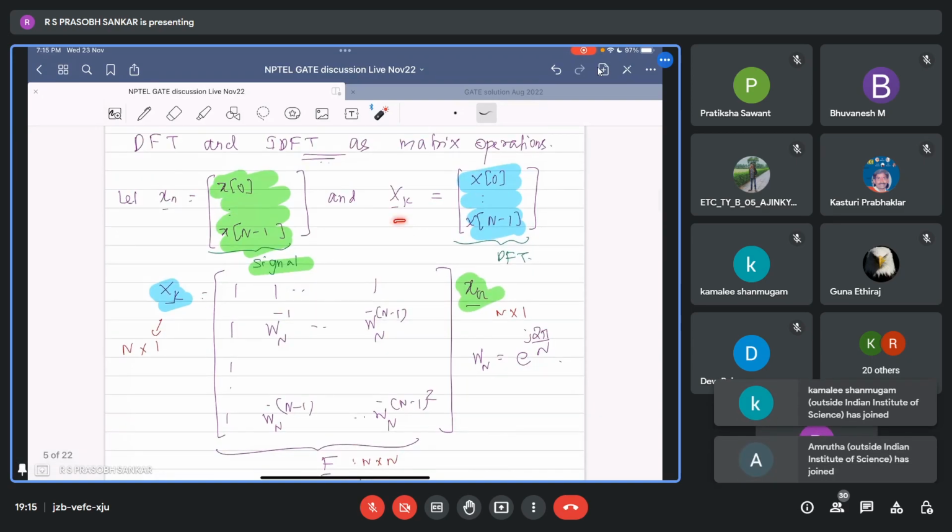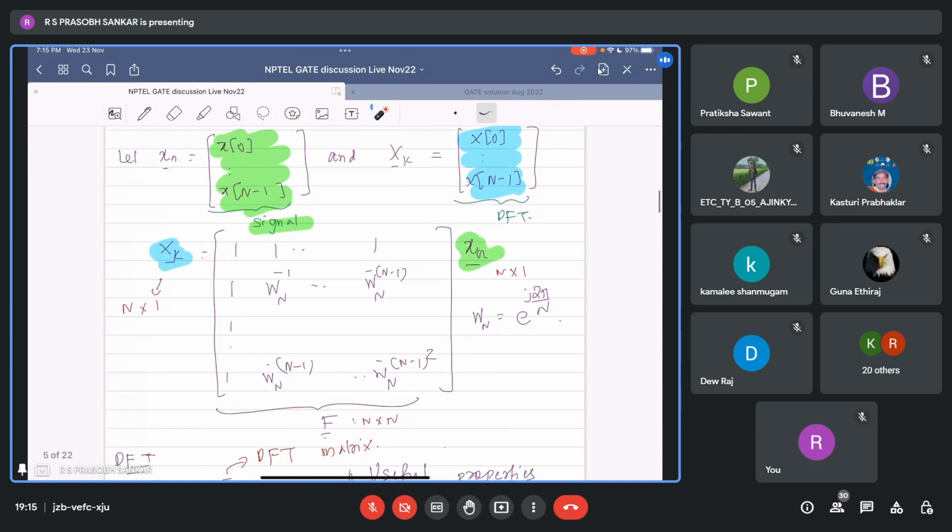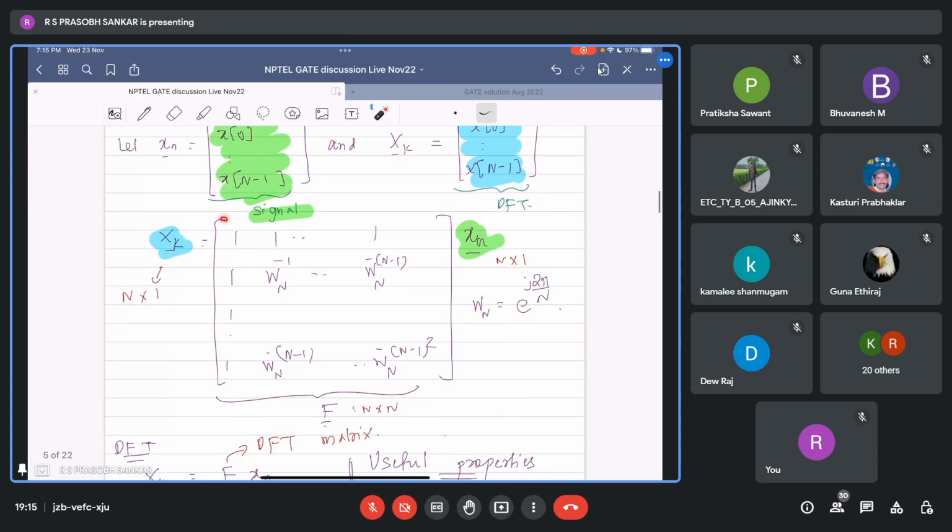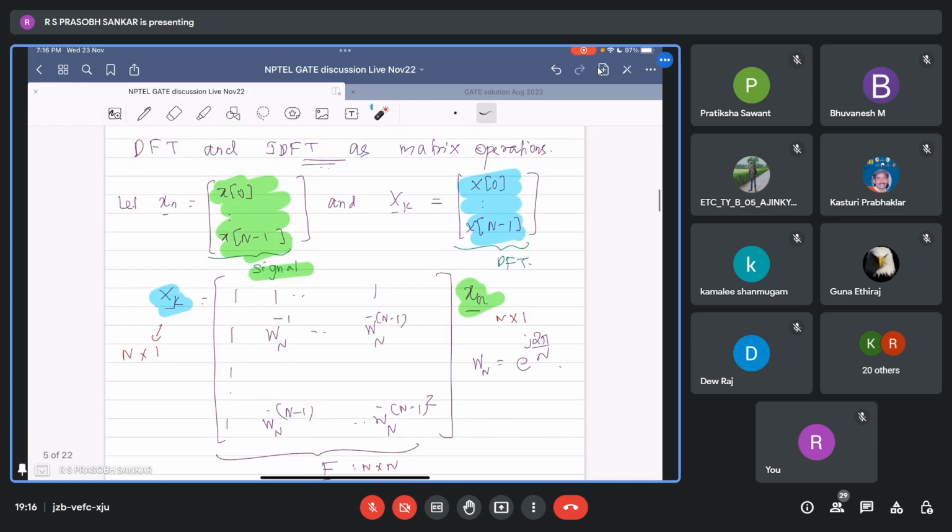Now, we can write this X of k in terms of x of n in the form of a matrix multiplication. How do we do that? We have X of k equal to this big matrix times x of n, where this matrix is like this. The first row will be all ones. The second row will be 1, Wn raised to minus 1, up to Wn raised to minus n minus 1. Similarly, the last row will be 1, Wn raised to minus n minus 1, and finally Wn raised to minus n minus 1 whole square. Here Wn is defined as e raised to j 2 pi by n.